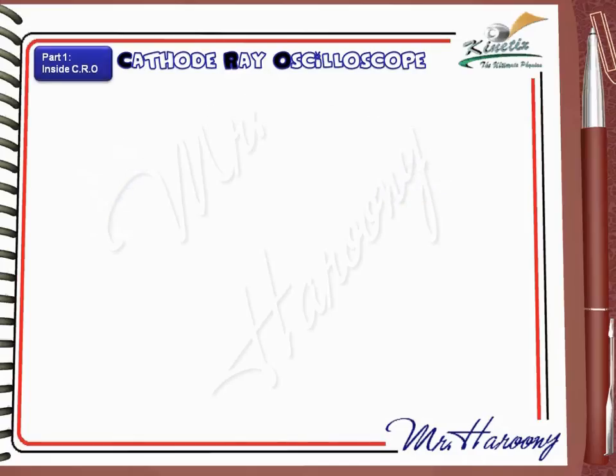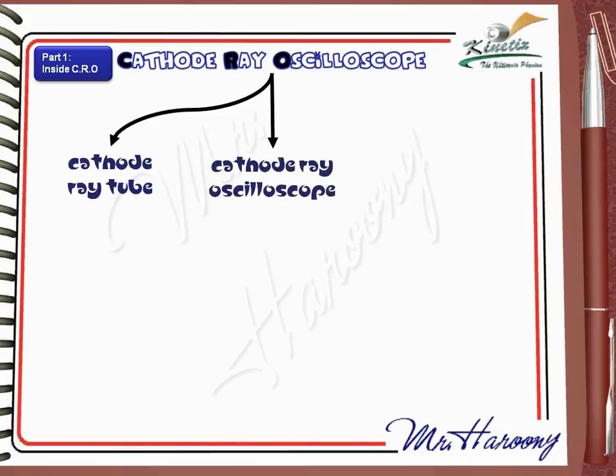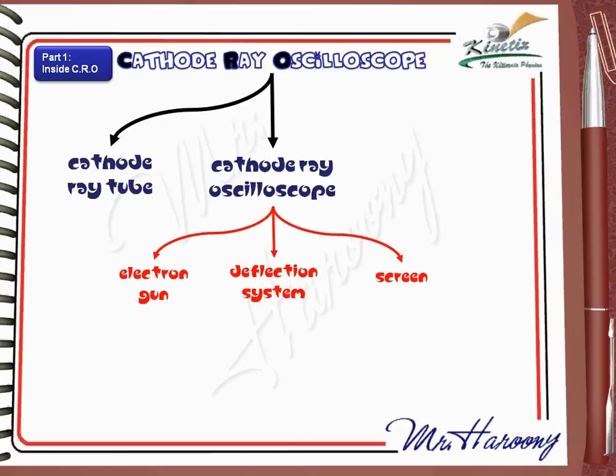In the first part, inside the CRO, first we will study the basic idea that led to the manufacture of the CRO. This idea is the cathode ray tube. Then we will go ahead to study the parts of the CRO, the electron gun, the deflection system, and the fluorescent screen. Then we will take some examples for more details about its function.